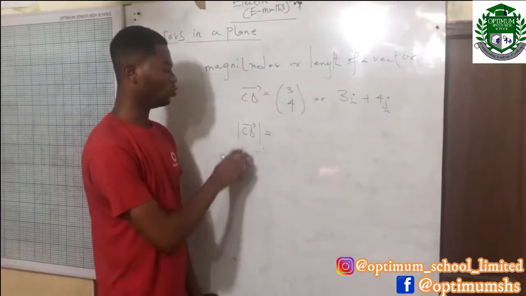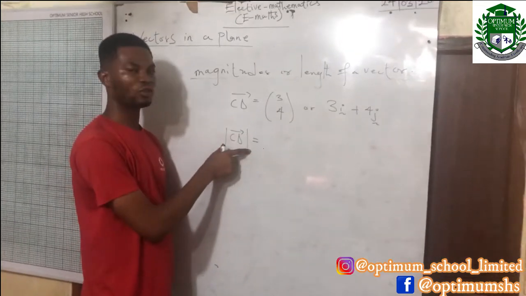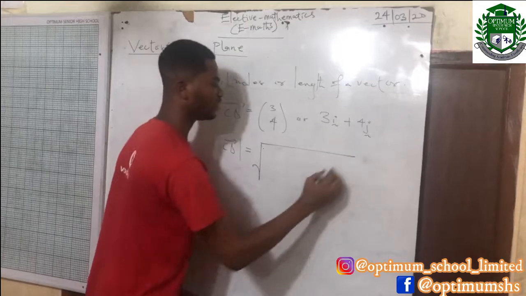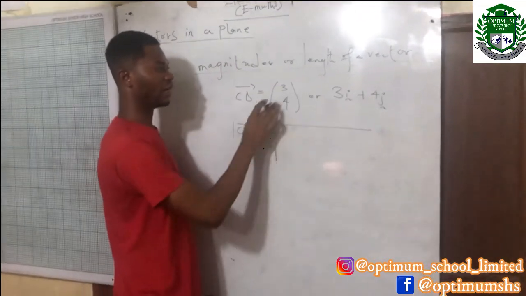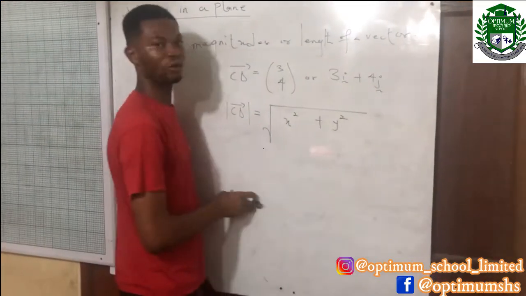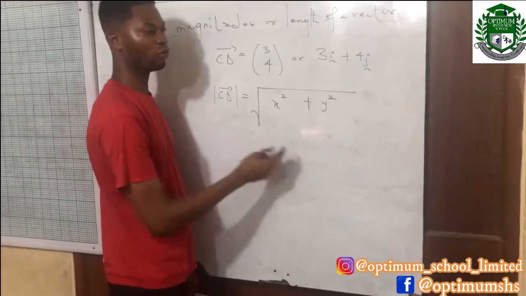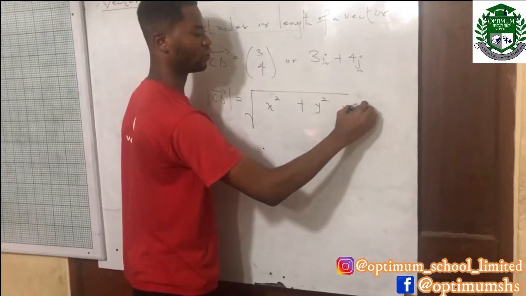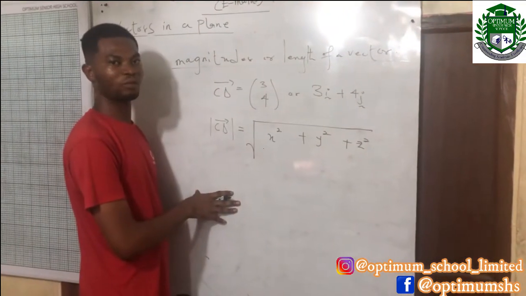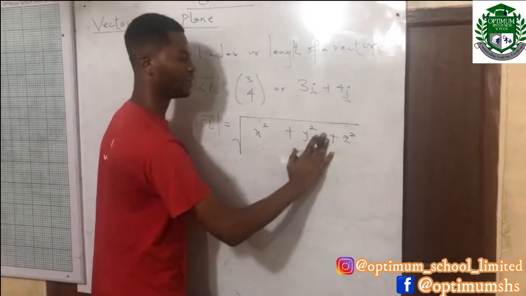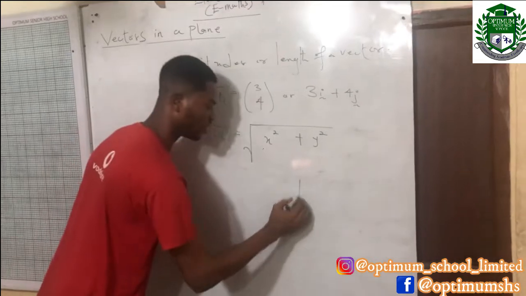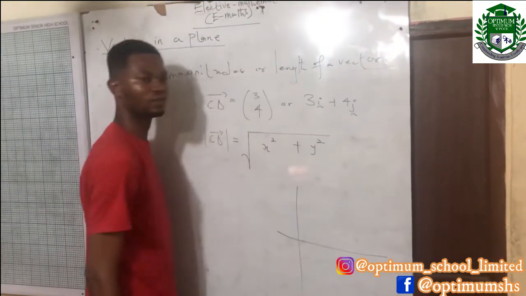To do this, we put this vector in an absolute symbol here, and then the magnitude of this vector can be found by squaring the X component and then the Y component. And if you have the Z component also, you also square the Z component. But in this particular example, we don't have the Z component, so we take out the Z component. Okay, let me quickly draw a diagram to illustrate this for you.